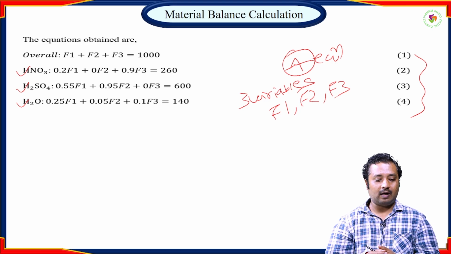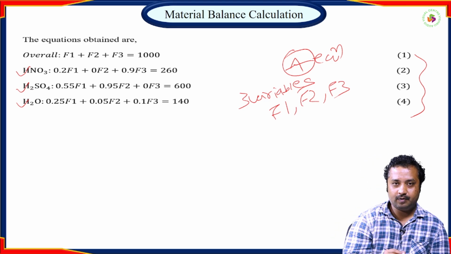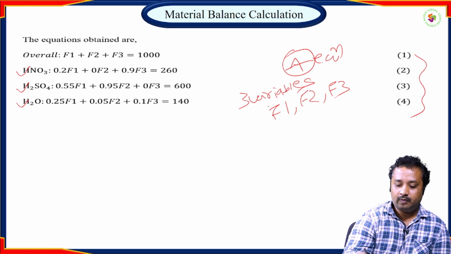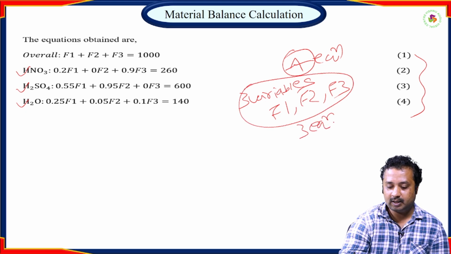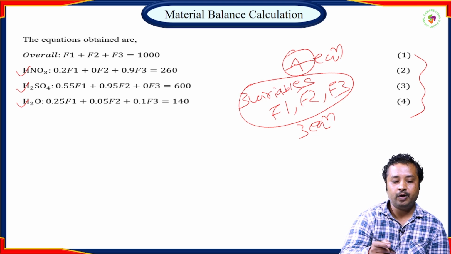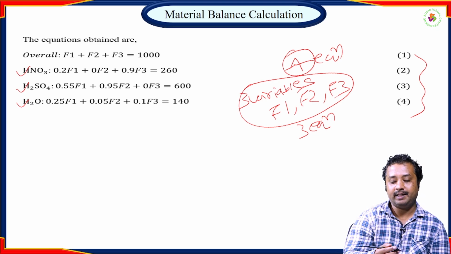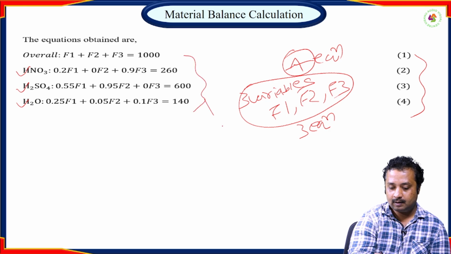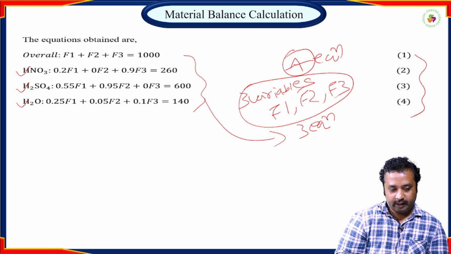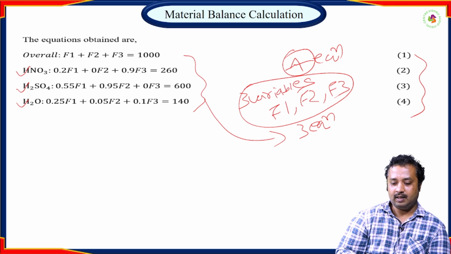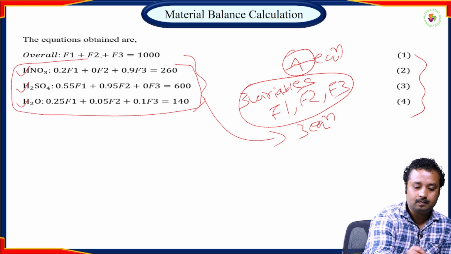As you know, to solve this type of equation, when 3 variables are there, we need only 3 equations. That will be sufficient for us. But we generated 4 equations. So what we can do is take any 3 equations from these 4 to get F1, F2, F3. So let us consider I took these three equations.